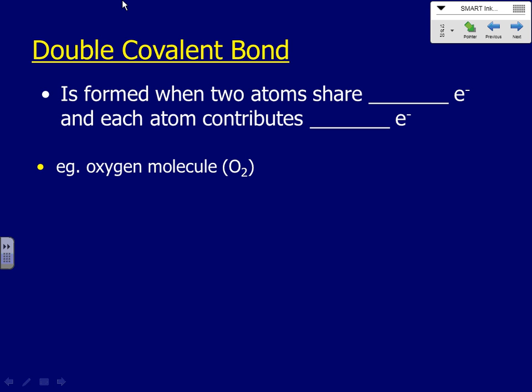A double covalent bond is formed when two atoms share blank electrons. I'm looking for numbers, by the way. And each atom contributes blank electrons. So how many electrons are being shared between the two atoms, and how many does each atom contribute if it's a double bond? Yep. Shares 4 electrons, and each guy contributes 2. Still a pretty good share deal. We're talking about sharing.